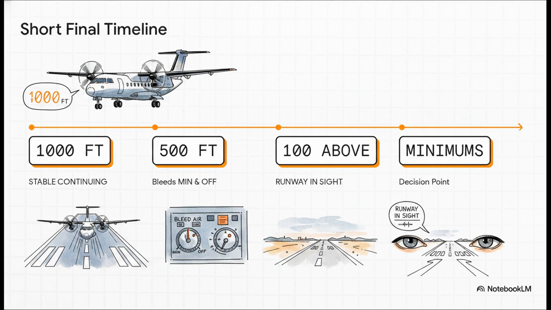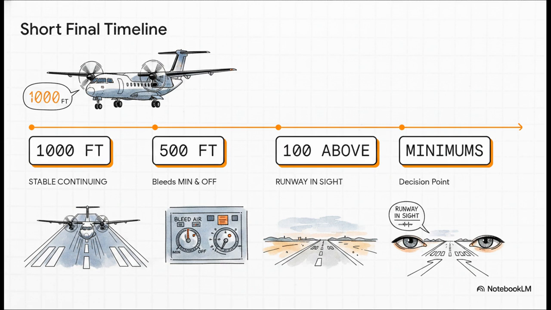As you drop down to 500 feet, the PM checks the panel, making sure those bleeds are set to min and off. Getting really close now. The PM is watching that barometric altimeter like a hawk. At 100 feet above the minimums, if the visual cues are there, the PM calls 100 above minimums, runway in sight. And the PF acknowledges with check, continuing.